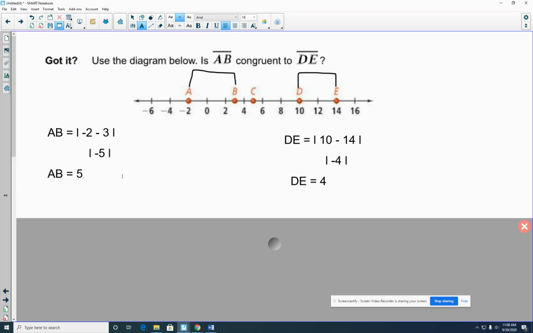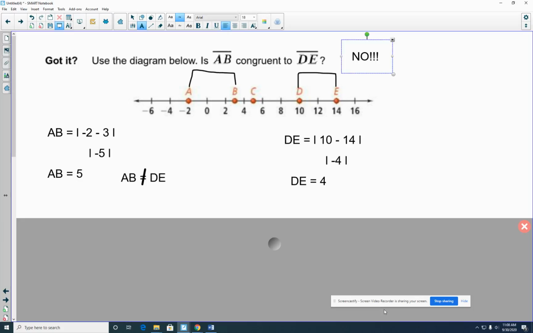So are they congruent? Since AB is equal to DE, wait a second, they're not equal. One is 5 and one is 4. To show that two things are not equal, you put a little slash through the equal sign. Since 5 doesn't equal 4, they're not congruent. So the answer is no, they are not. If they're not equal, they're not congruent.